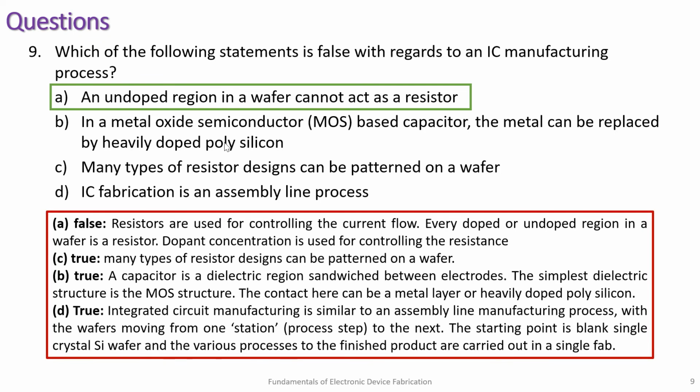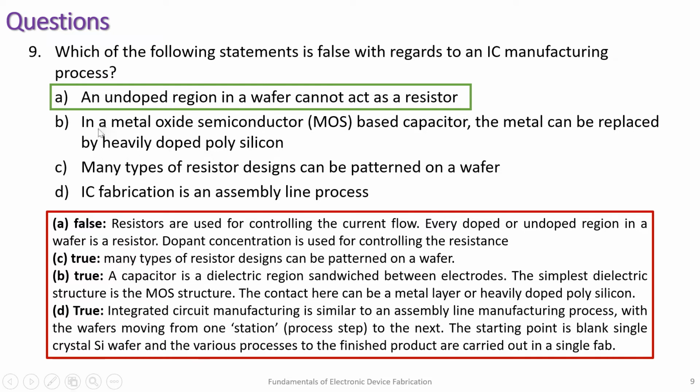So now we'll see why the other options are true. So the first case is false. Resistors are used for controlling the current flow. Every doped or undoped region in a wafer can act as a resistor. And actually dopant concentration would be used for controlling the resistance. And many types of resistor designs can be patterned on a wafer. So A and C are done with.